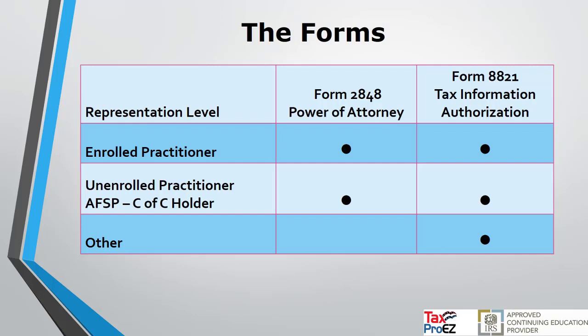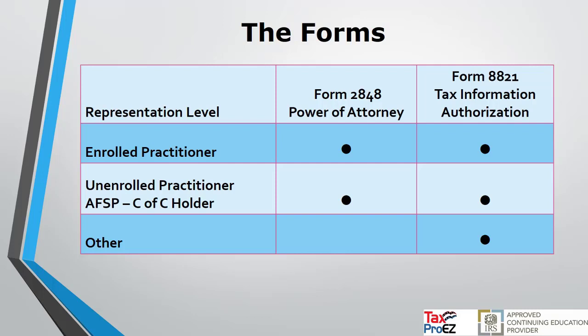Looking at the different representation levels between enrolled agents and the AFSP holders and the others, the enrolled agents or the enrolled practitioners and the unenrolled practitioners can both use Form 2848, which is the power of attorney. The power of attorney gives you the right to contact the IRS on behalf of the individual. The Form 8821 is just a tax information authorization. Any of these categories of practitioners can use that form, and again, that's simply a request for information.